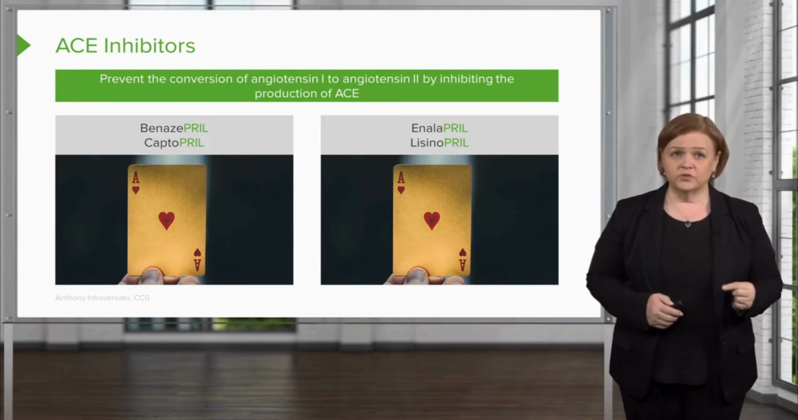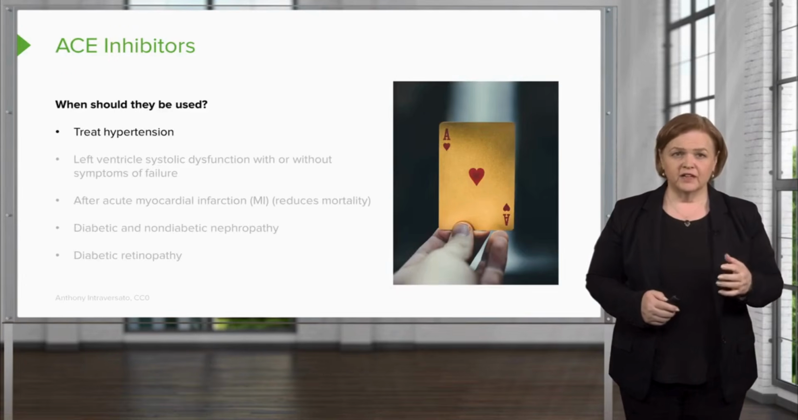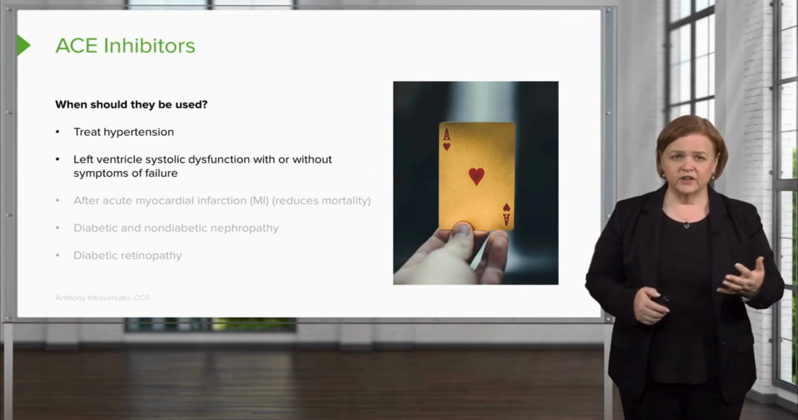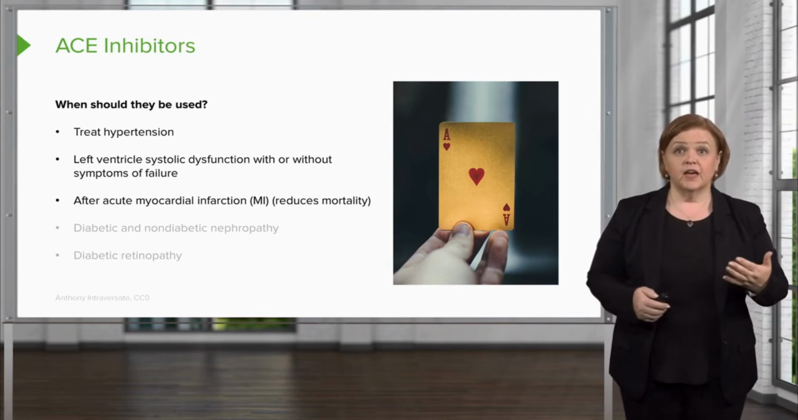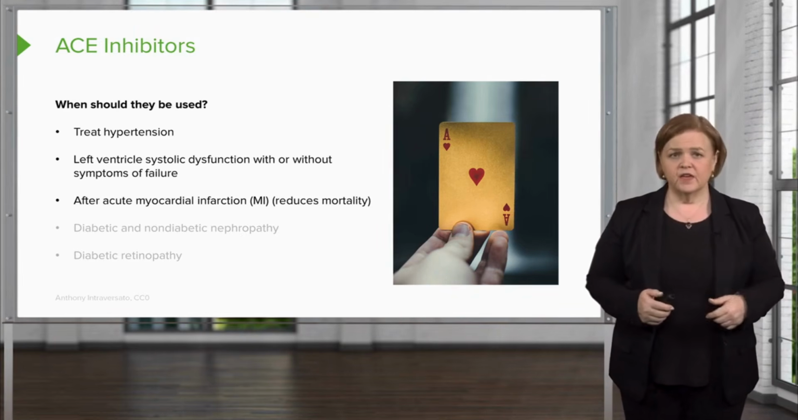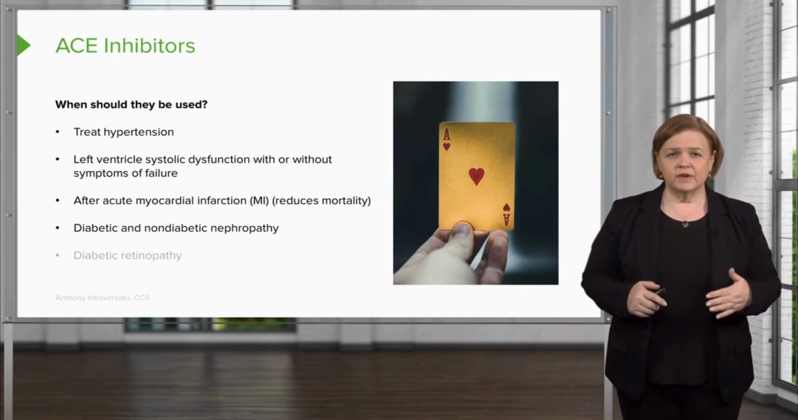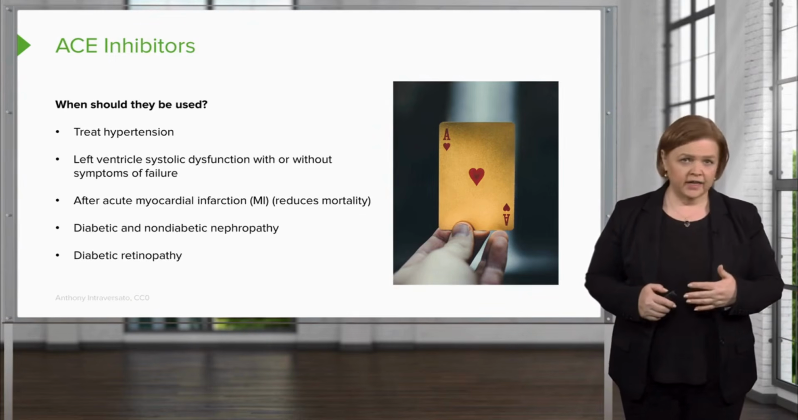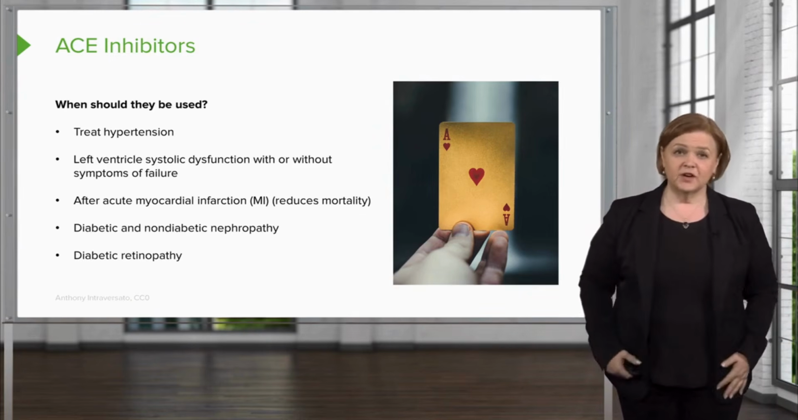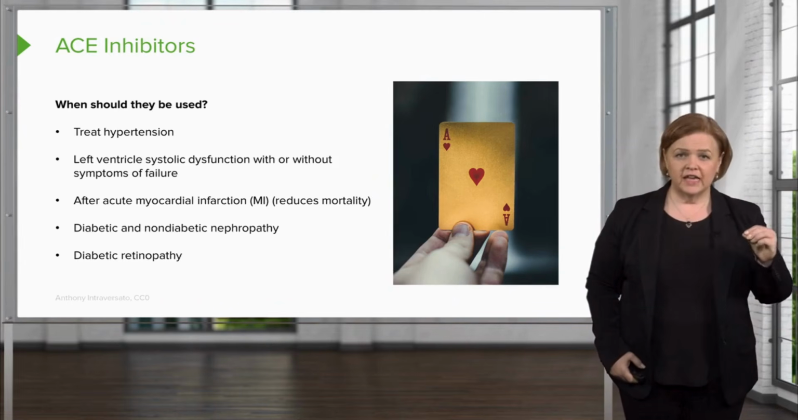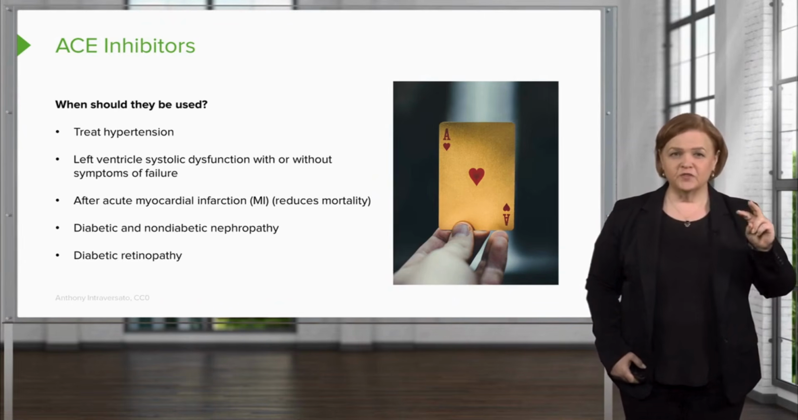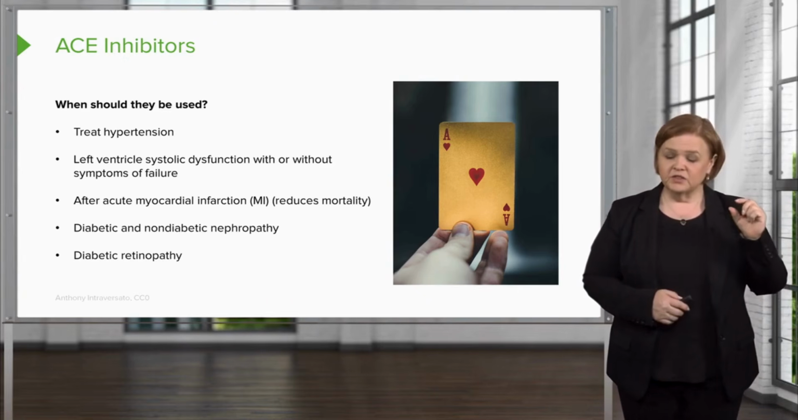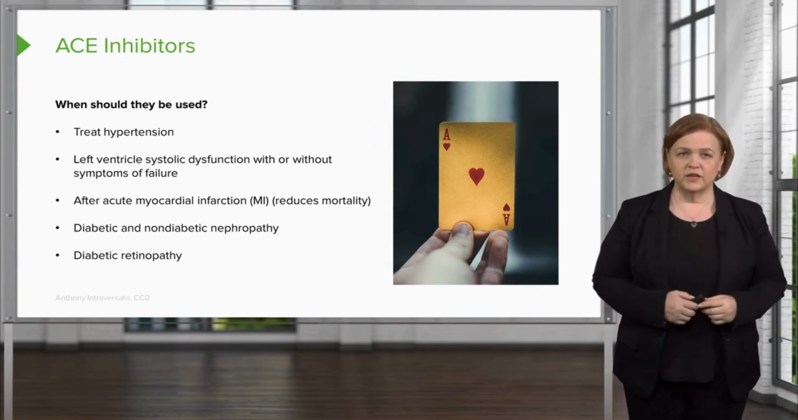Predominantly, that's one of the main sources we use them for, is for hypertension. We can also use them with some fancier stuff like left ventricular systolic dysfunction, with or without symptoms of failure. We use it after an acute MI, helps with mortality, which we're all after reducing. We also use this in diabetic and non-diabetic nephropathy and diabetic retinopathy. Whoa, that's a way long list. What are the top two I would remember? Hypertension and after an MI. If I can talk you into two of them, those would be the top two I would choose to remember. That's not an exact complete list, but those two are going to be the most common, so those are the ones I would make sure I knew.